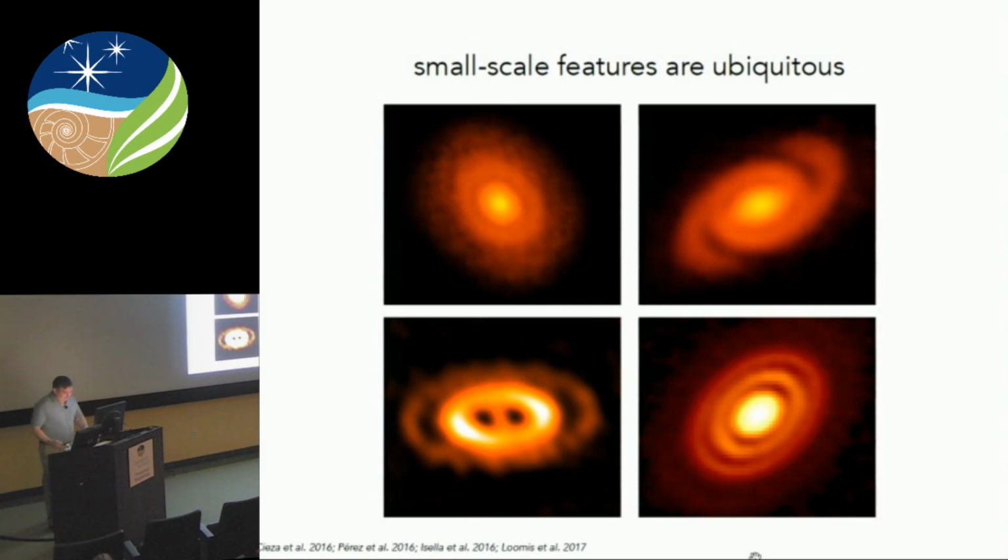So the last thing I want to say is basically I've based this all on 2 disks, but there are a lot of measurements starting to come out at high enough resolution, sort of 10 AU resolution or better, where you can start to see these substructures. And so far, every single disk that has been observed at 10 AU resolution or better shows evidence for substructures, albeit blurrily.